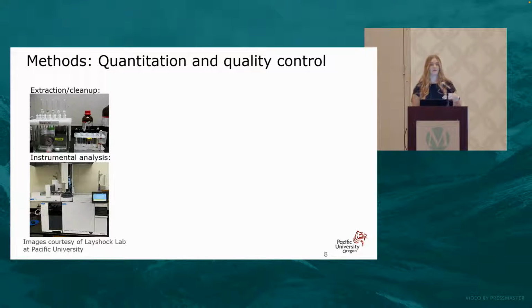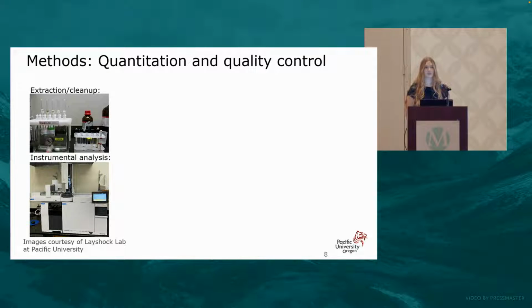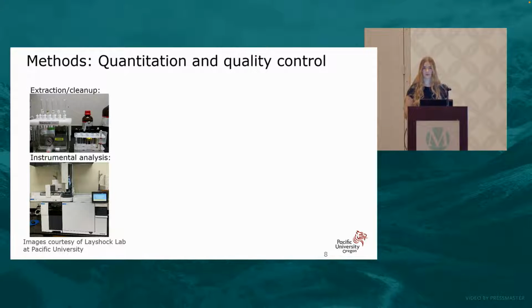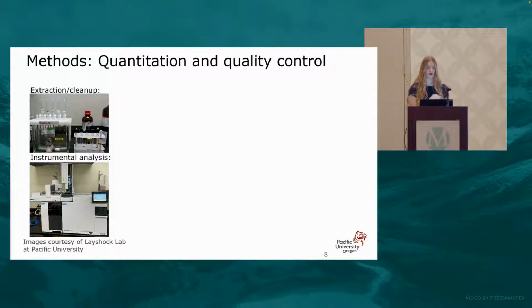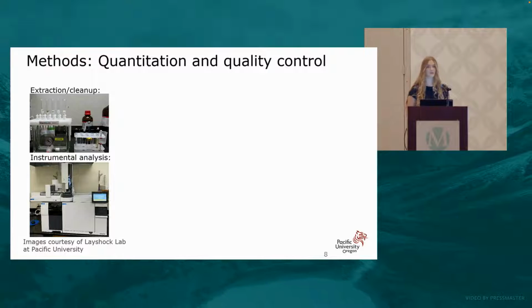So the first step in my extraction is a sonication, which dislodges the particulates from the filter, followed by an extraction and cleanup step using solid phase extraction, which isolates the phthalates from the rest of the particulate matter. And then lastly, instrumental analysis using a GCMS, or a gas chromatography coupled with mass spectrometry.